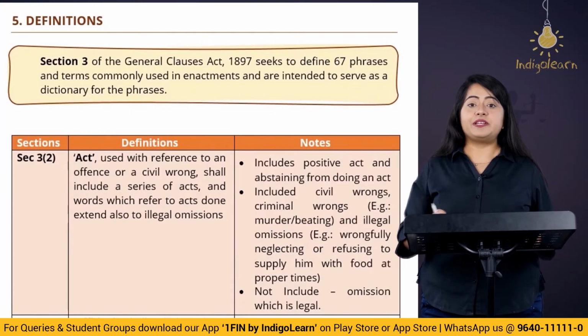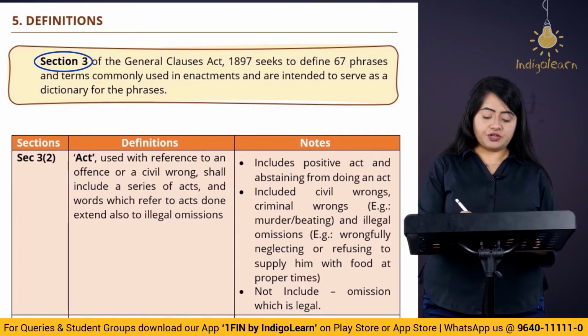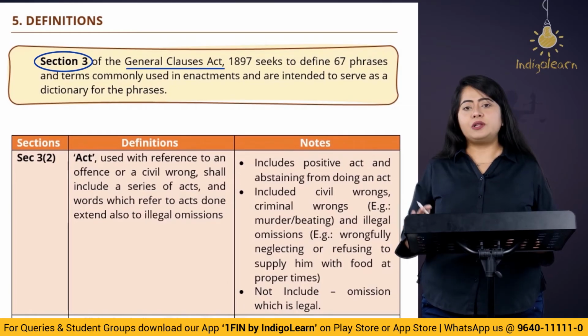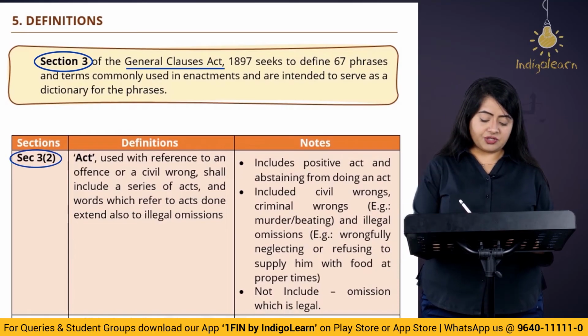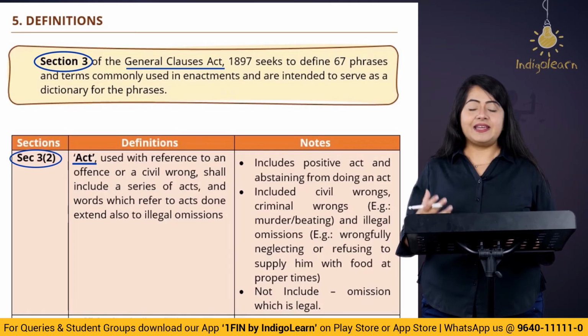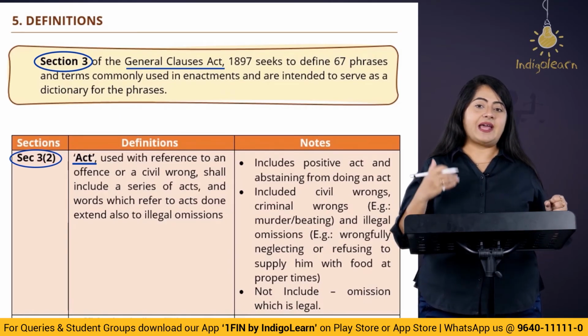So with this, we have completed all the different sections of the General Clause Act, but we still have to do the definitions. The definitions are covered in your section 3 of the General Clause Act. Let's read all the definitions which are stated in your study material. The first one is section 3 clause 2, which talks about act. Okay, now when we say act, it means the action which is done. Okay, it does not mean any statute. It is actually an action which is done.